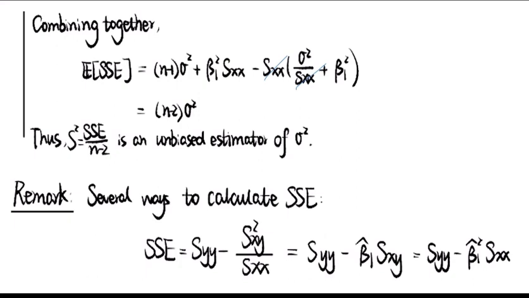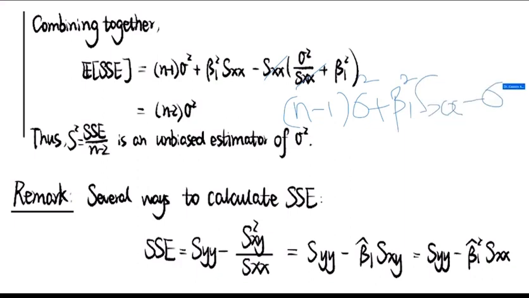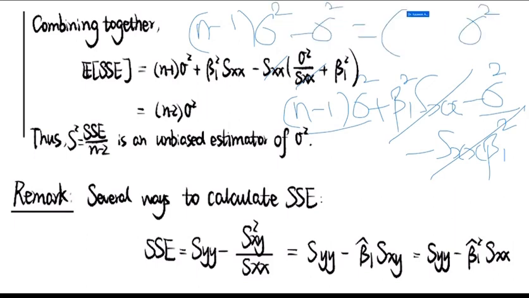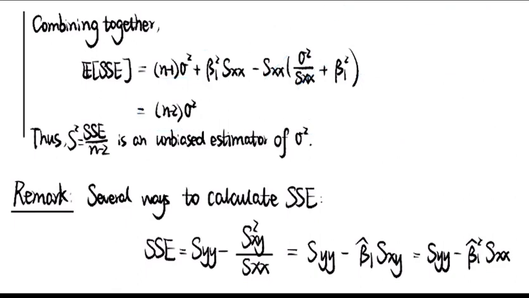So, when you take a look at it, it's going to be n minus 1 sigma squared, beta 1 squared, Sxx, minus sigma squared minus Sxx beta 1 squared. So this cancels that. I'm only going to be left with n minus 1 sigma squared minus sigma squared. So when you bring out sigma squared, you're left with n minus 1 minus 1, which is n minus 2. So now the expected value of the sum of square error is n minus 2 sigma squared.